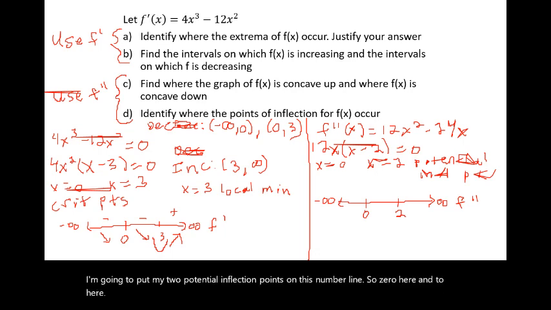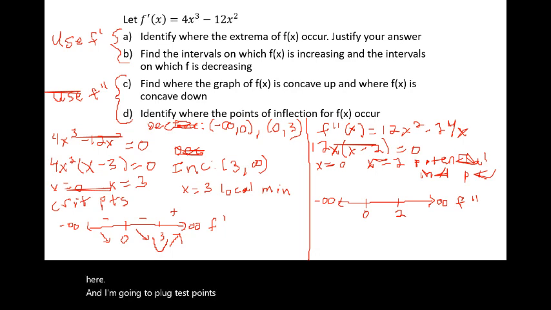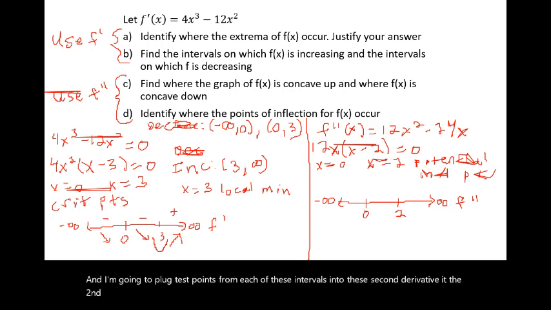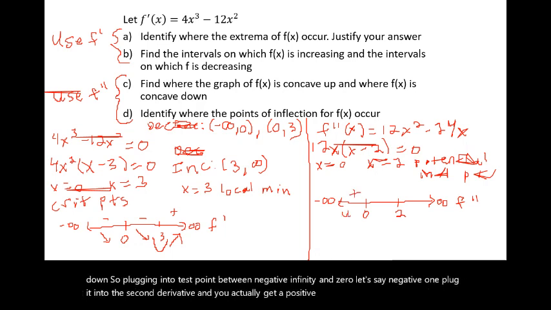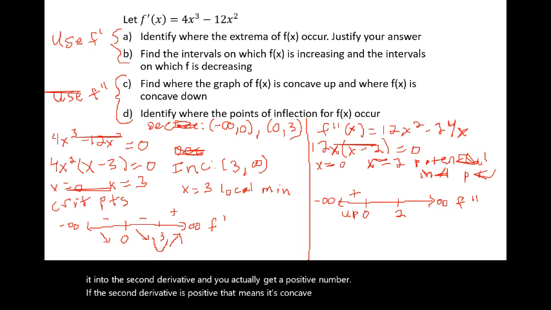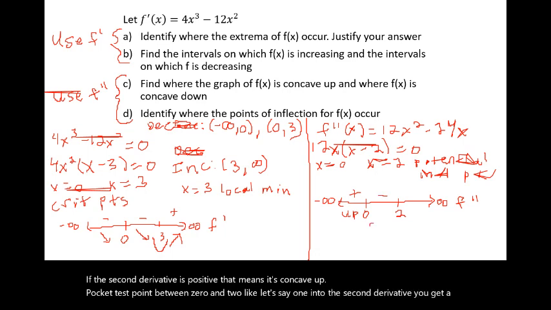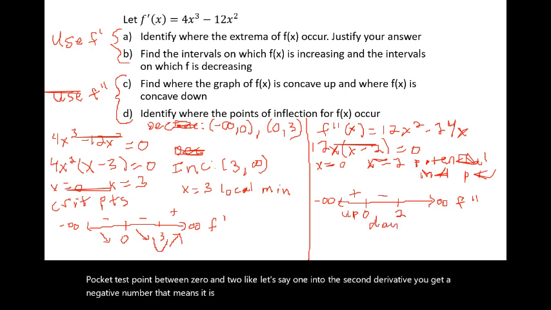And I'm going to plug test points from each of these intervals into the second derivative. If the second derivative is positive, it is concave up. If the second derivative is negative, it is concave down. So plugging in a test point between negative infinity and 0, like let's say negative 1, into the second derivative, you actually get a positive number. If the second derivative is positive, that means it's concave up. Plug a test point between 0 and 2, like let's say 1, into the second derivative, you get a negative number. That means it is concave down on this interval.